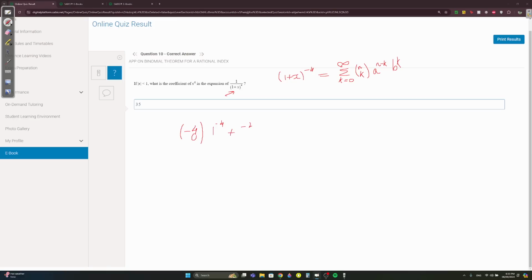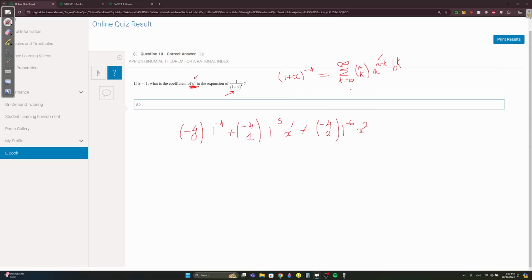Plus negative 4 c1, 1 to the power of negative 4 minus 1, which is negative 5, right? Because it's a to the power of n minus k, so negative 4 minus 1 is negative 5. Then x to the power of 1, plus negative 4 c2, 1 to the power of negative 4 minus 2, which is negative 6, x to the power of k, so 2. We're going to continue all this, but what do we care about? We care about the x to the power of 4. So we know x is following the k power in this case, right? Because it's x to the power of k.